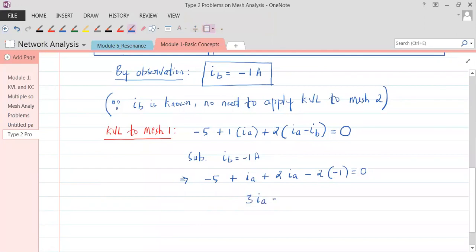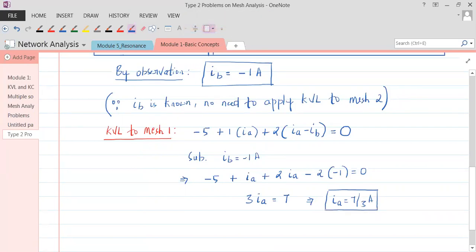On the right side, what would you have? It's 5 plus 2, so on the right hand side it would be 7. So this implies that our IA is 7 by 3 amps. So what we have done is we have found out the mesh currents IA and IB.